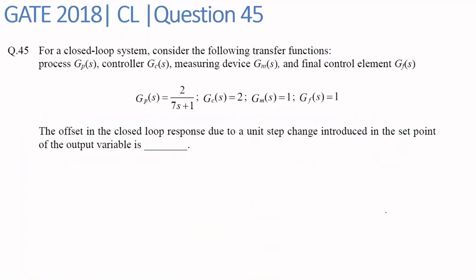So the final answer: the offset in the closed loop response due to a unit step change introduced in the set point of the output variable will be 0.2.